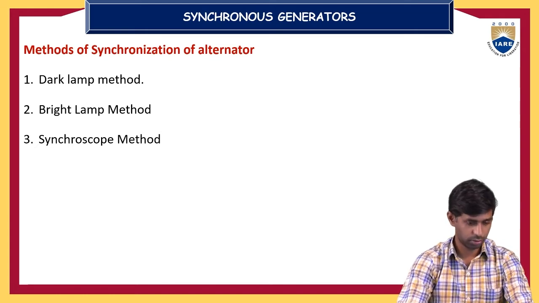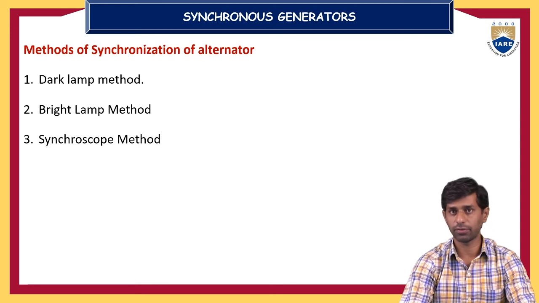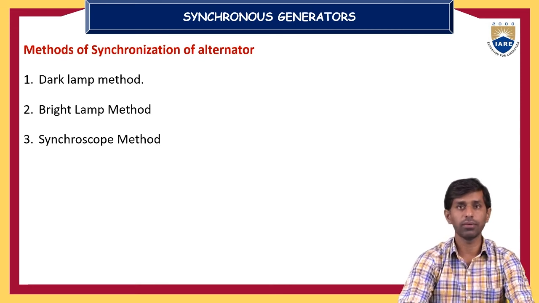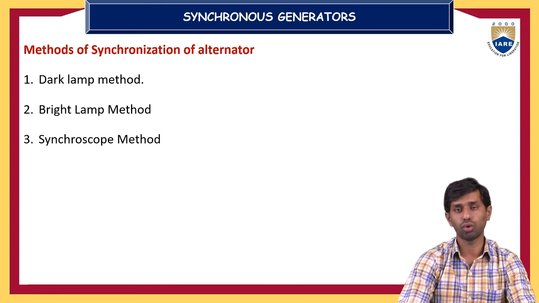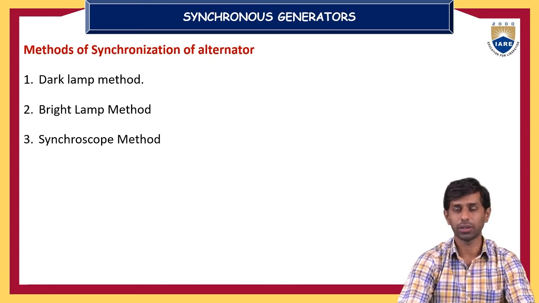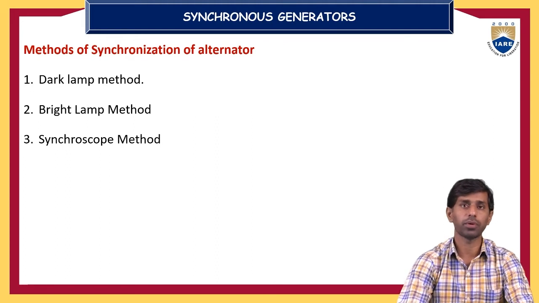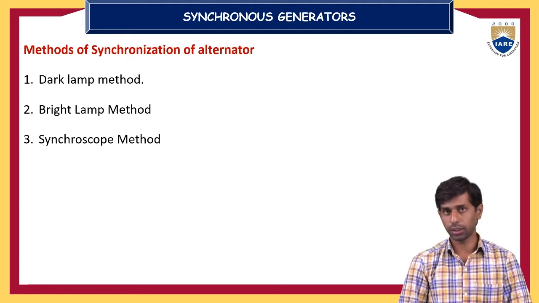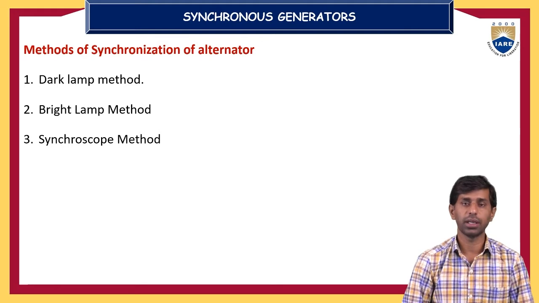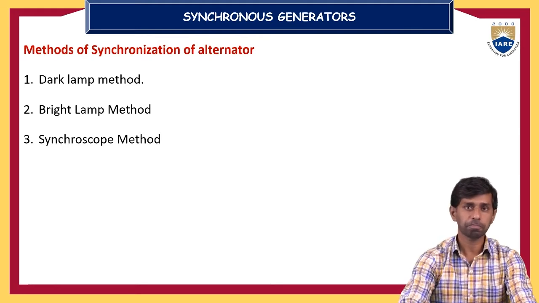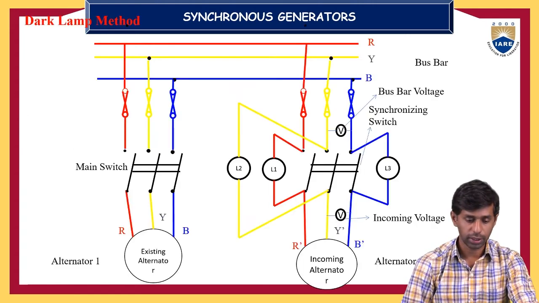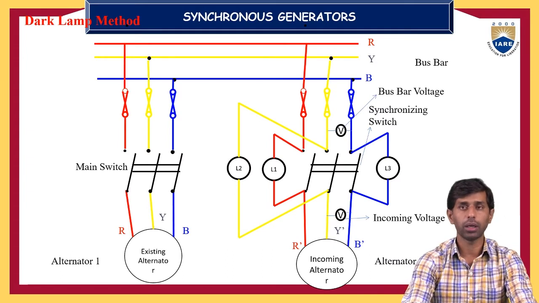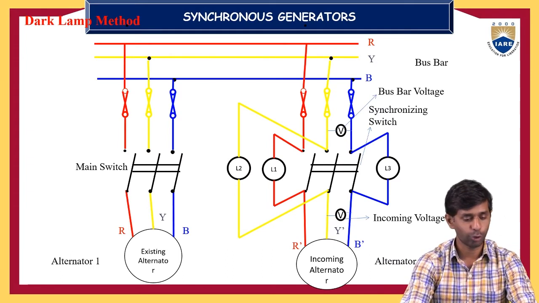There are not only these three methods, we have other methods as well, but generally we go with the dark lamp method, bright lamp method, synchroscope method, and two bright one dark method. We have three to four types of methods for synchronization of the alternators, but specifically these three methods are very important: the dark lamp method, the bright lamp method, and the synchroscope method, for synchronizing the alternators in parallel to the existing bus bar system or existing alternator.